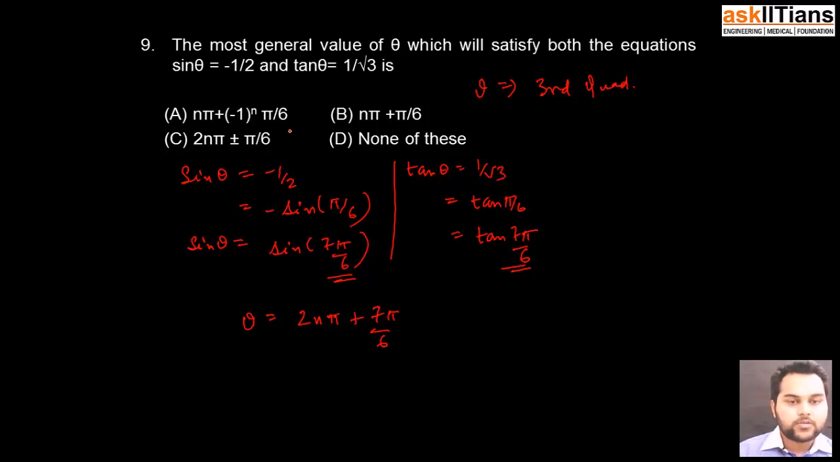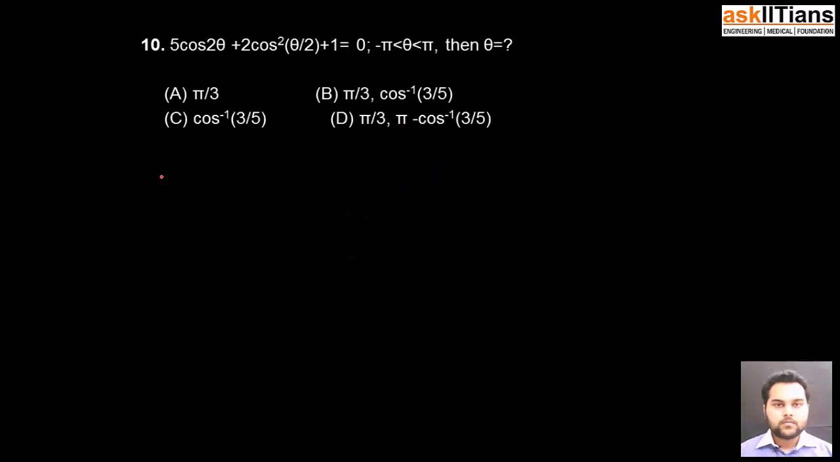Now the options that are given to me, none of the options are containing the alpha value as 7 pi by 6. Also, none of the options are of the form that of the solution that I have achieved. So D is the most probable option in this question.